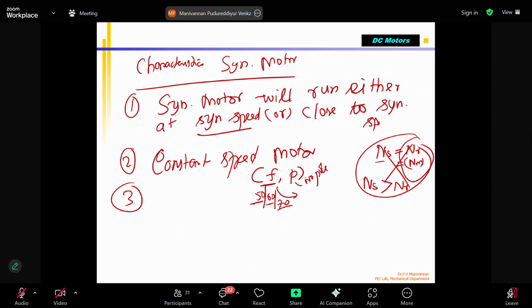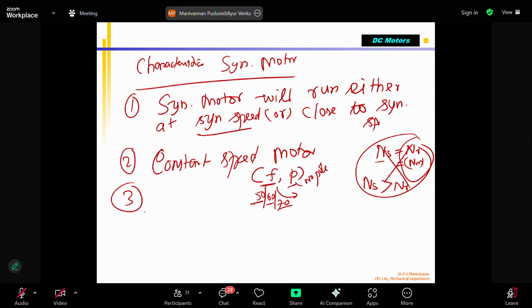Correct. Only any one of 50, 60, or 70. And P is the number of poles. It can be 6 or 12, something like that, depending on what speed you want. You decide what speed you want, and accordingly you design the poles while designing the motor. So it runs at constant speed only.